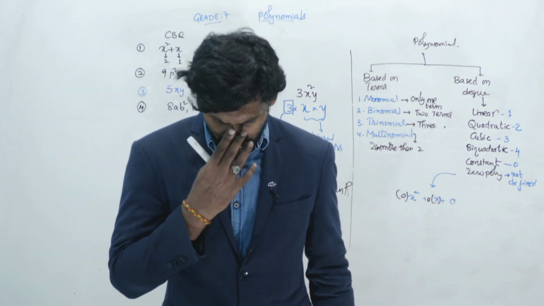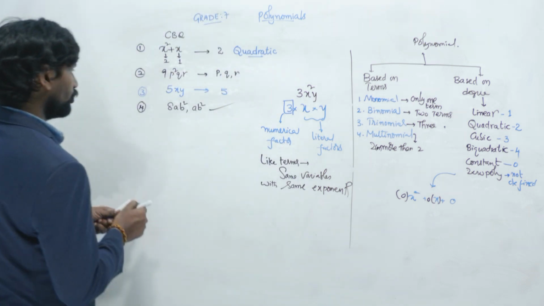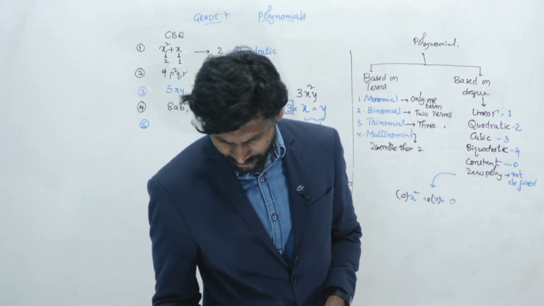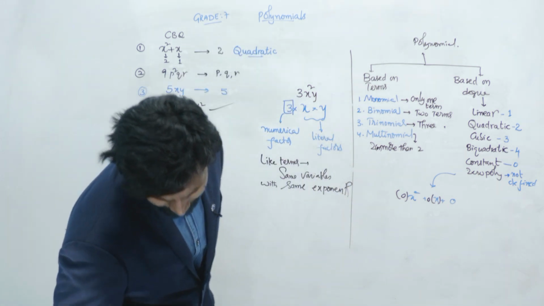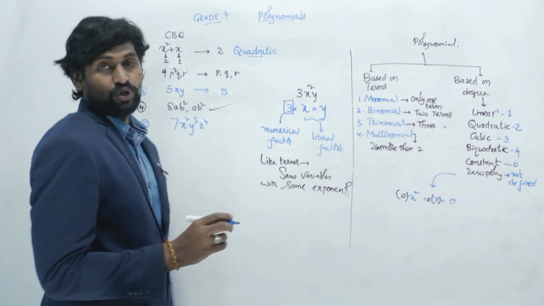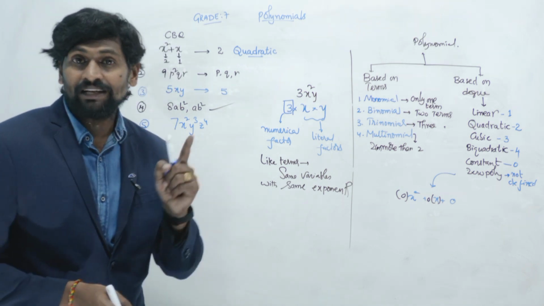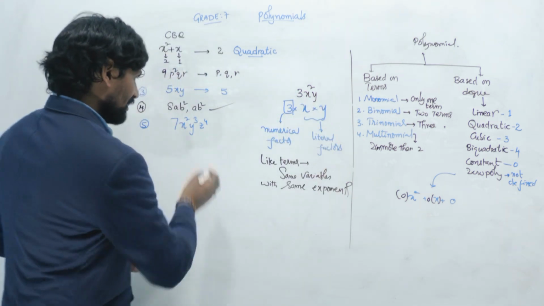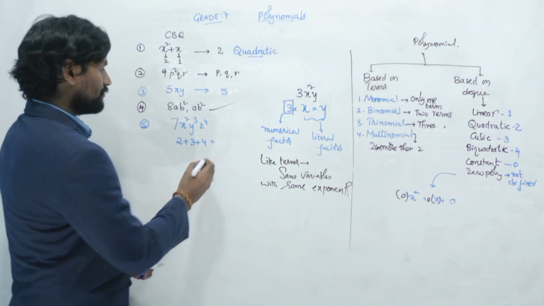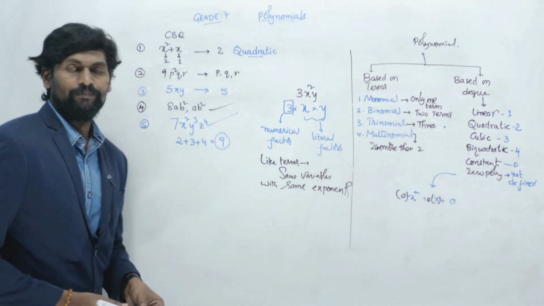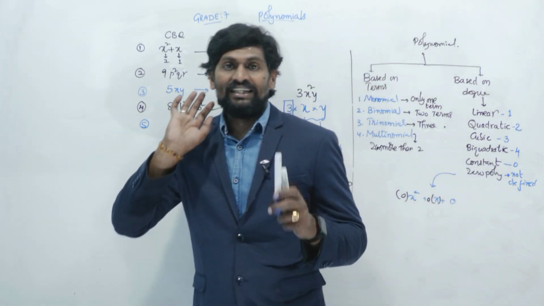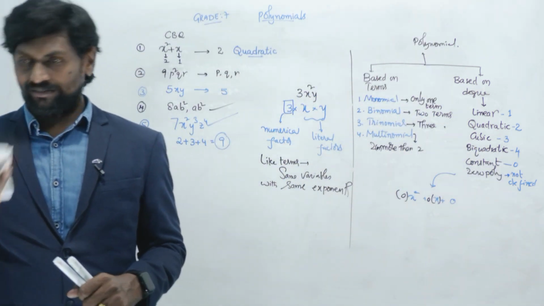The degree of the monomial. Here the monomial is given. Let us find the degree. Monomial means single term, one term polynomial. 7x square y cube z power 4. I told you already, degree of a term is nothing but the sum of the exponents of the variables. 2 plus 3 plus 4. So 2 plus 3 is 5, plus 4 is 9. 9 is the degree of this monomial. Sum of the exponents of the variables in the term is called its degree.